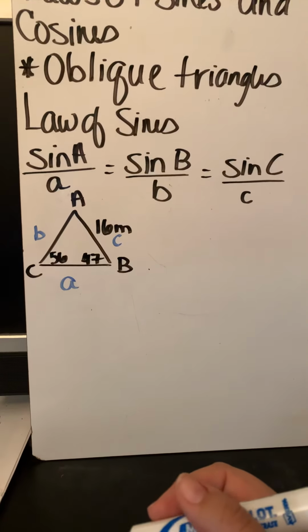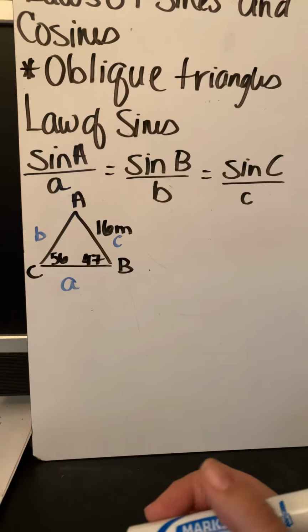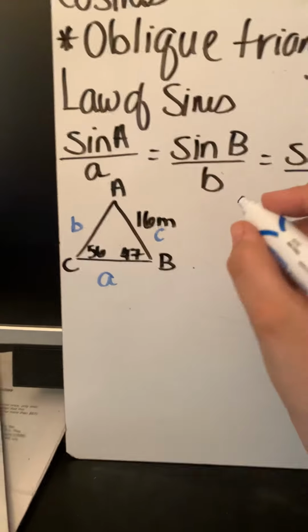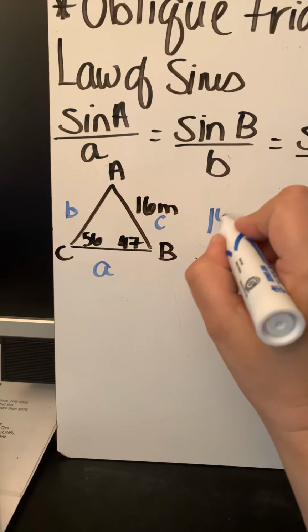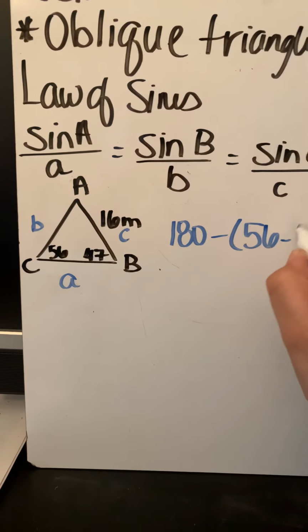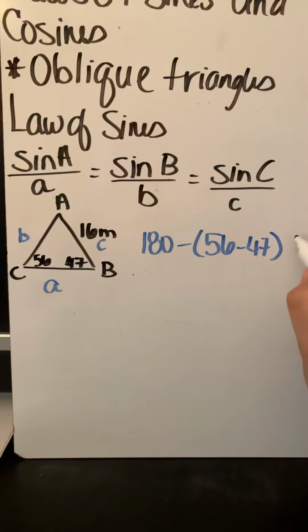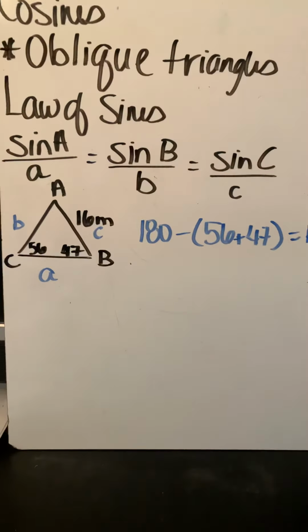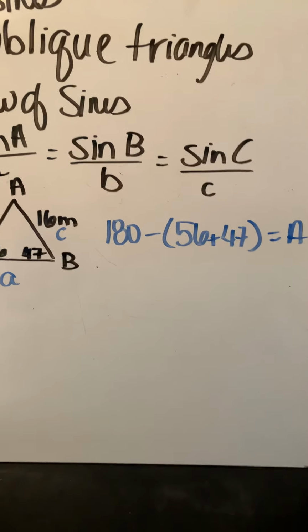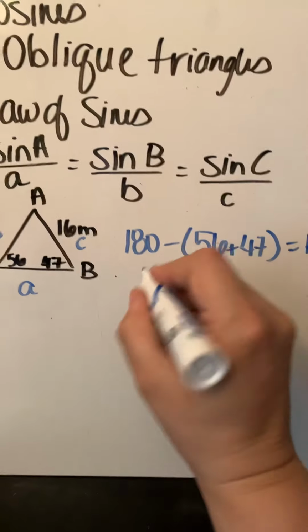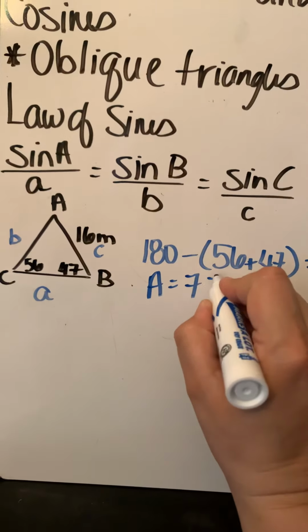So the first thing is really easy, and that's my big A, because we're finding all of the missing measures. I need big A, little a, and little b. So my big A, that's easy. You take your 180 minus the sum of 56 plus 47. That will give you your big A. You should end up getting 77. So our big A is 77 degrees.